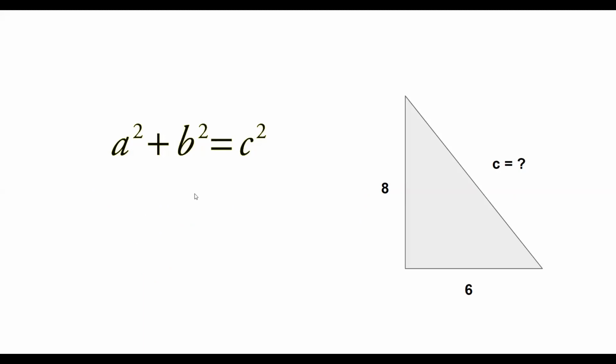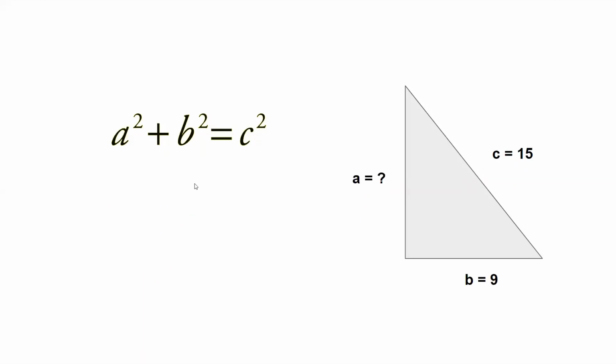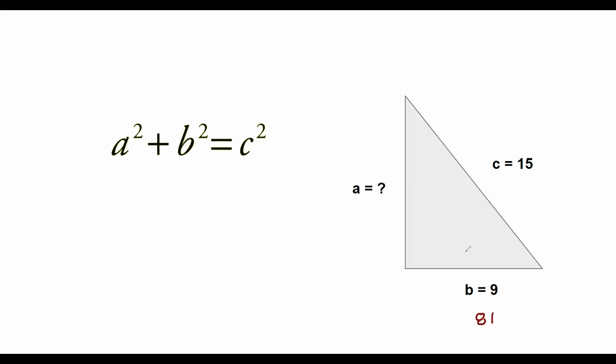Let's take a look at an example where we're trying to find one of the shorter sides or one of the legs. We could start out by squaring those other numbers because we know that we're going to have to do that. 9 squared, or 9 times 9, is 81. And 15 squared, you can do this in your calculator. 15 times 15, or 15 squared, is 225. So let's put that over here. B squared is 81. C squared is 225. And we want to know what A is.